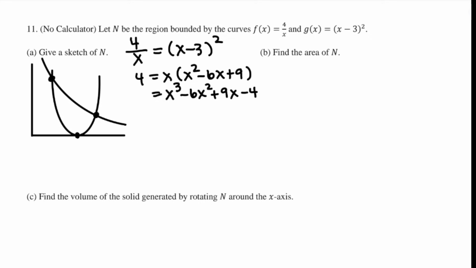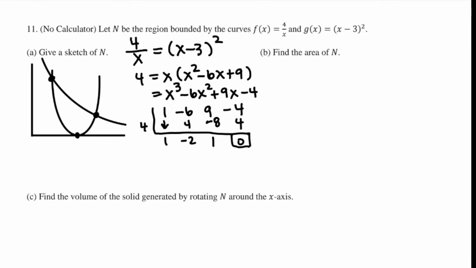I'm not seeing it, so I'm going to do synthetic division. So 1, negative 6, 9, and negative 4. If I know that x equals 4 is a root of this polynomial, then I should be able to divide this cleanly. Okay, so I'm going to add. It would be negative 2, negative 8, 1, 4, 0. And yeah, like we said, it divides cleanly.